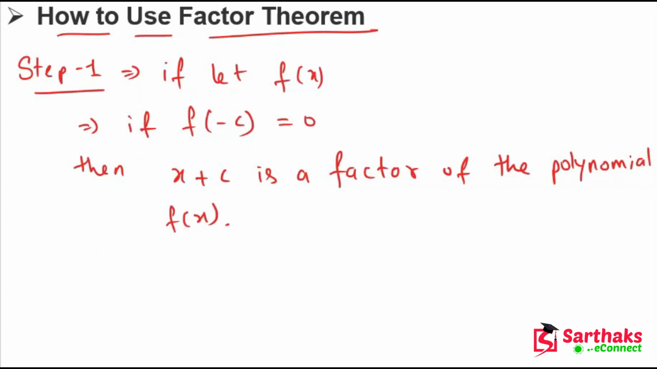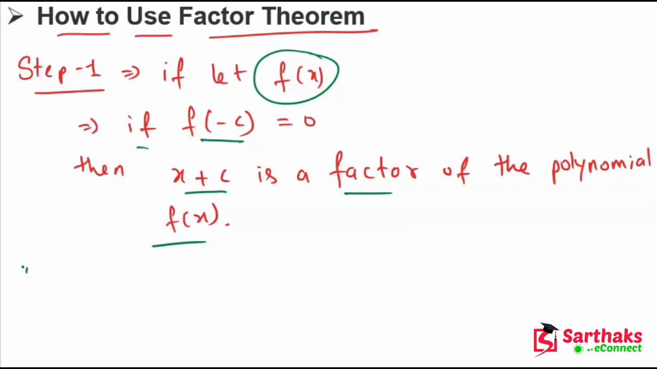So this is saying that if we have a polynomial function f of x, and we put the value minus c in this function, and if we get 0, then we can say that x plus c is a factor of the polynomial f of x.